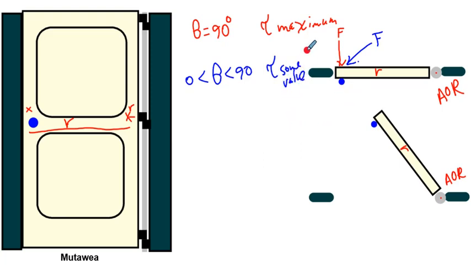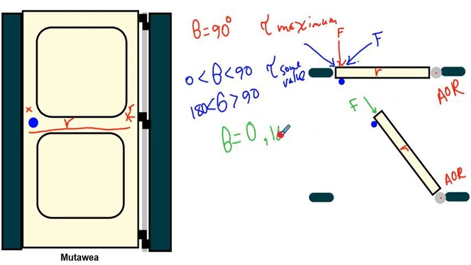Also, if you push the door with a force at an angle greater than 90 degrees but less than 180. And finally, if I'm trying to push the door from this side with a force that comes parallel to R, which means theta equals 0, it makes 0 angle with R, or 180, both of them, the door will never open. So the torque in this case is 0.